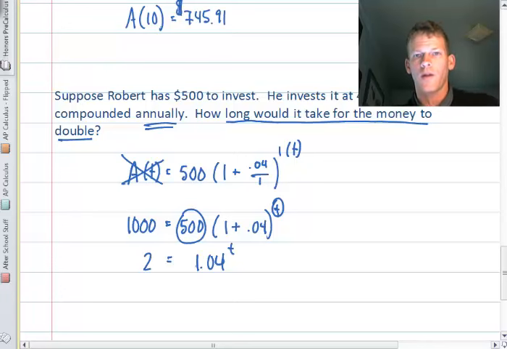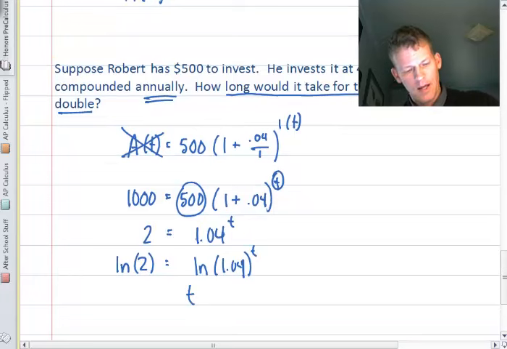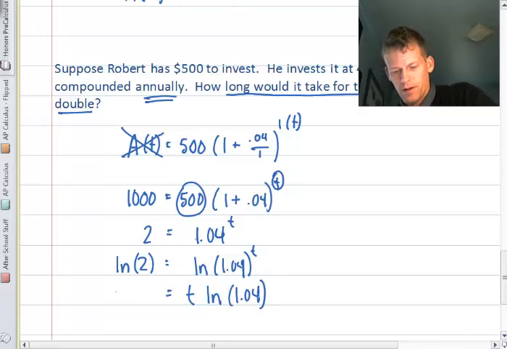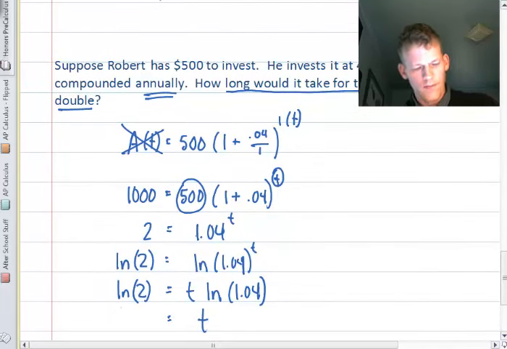Now in order to solve this exponential equation, we would use any type of logarithm that you like. I always seem to like using natural log. So we say the natural log of 2 is equal to the natural log of 1.04 to the t power. That property of logarithms brings the t down in front of the natural log of 1.04. That equals the natural log of 2. And now I just solve for t. So t will equal the natural log of 2 divided by the natural log of 1.04.